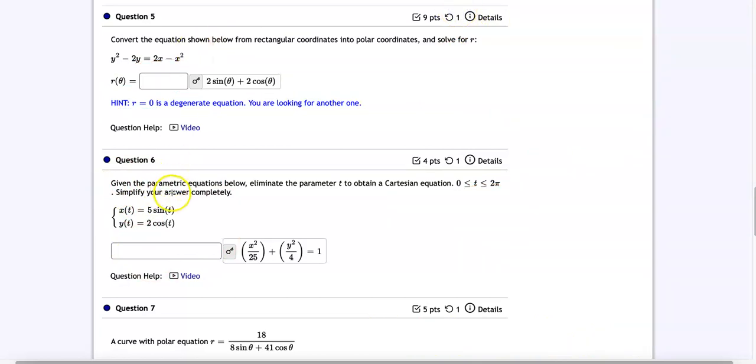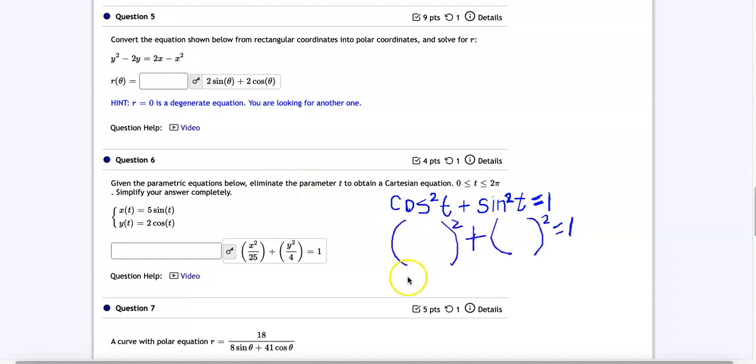So in question number 6, we are going to use cosine squared plus sine squared is equal to 1. In order to use this identity, we need to get cosine t isolated and sine t isolated, and then we'll be able to replace cosine t into this gap and sine t into this gap. So coming over to these equations, we want to rewrite each of them in terms of sine t and cosine t respectively.